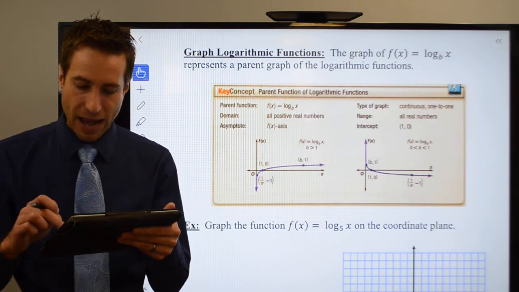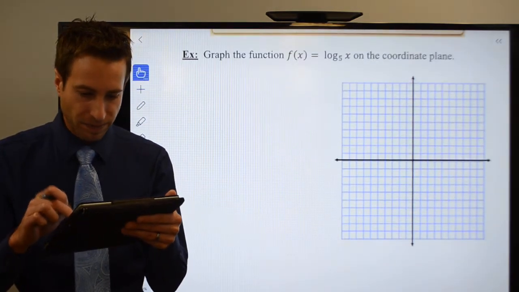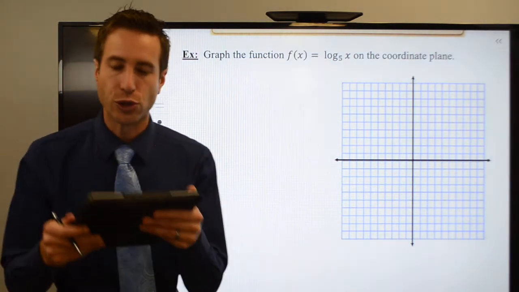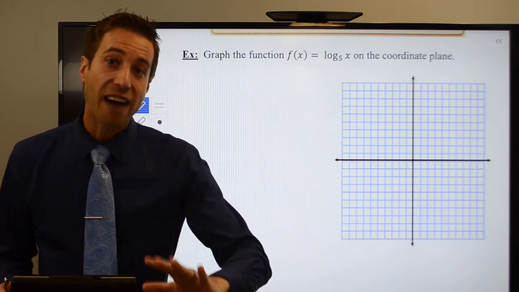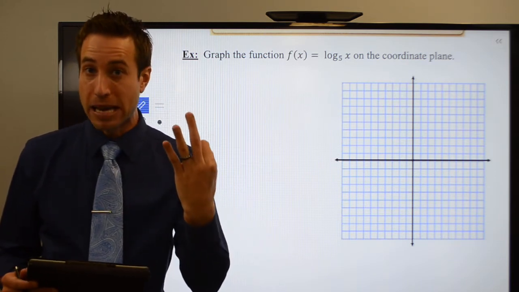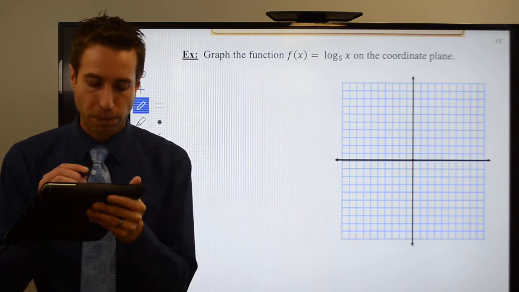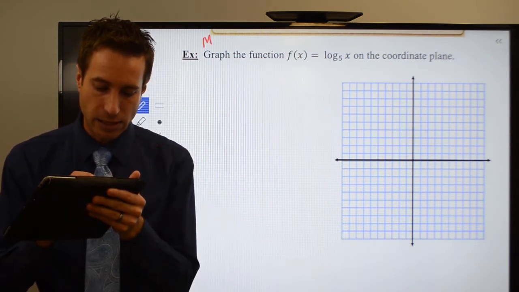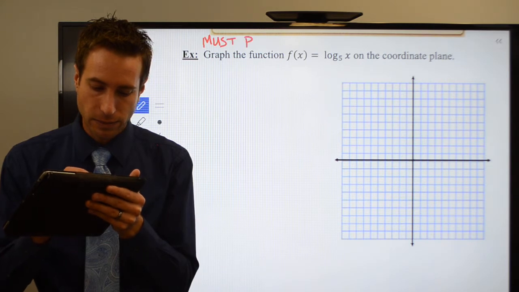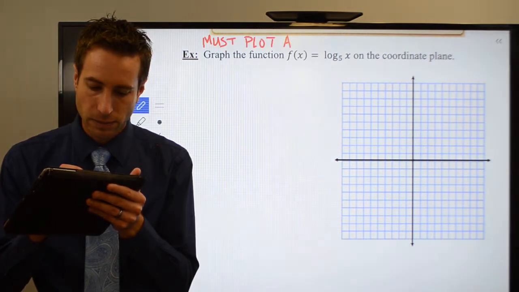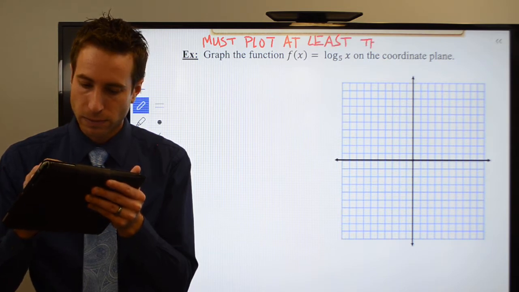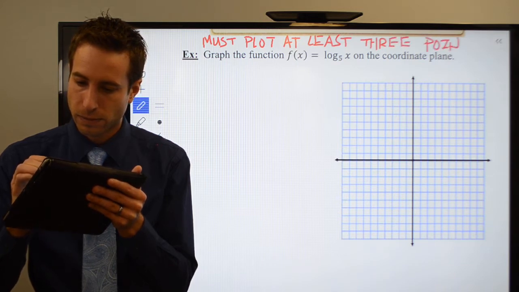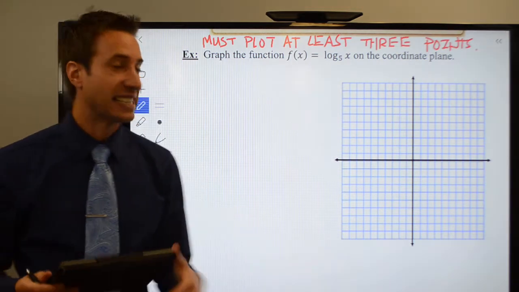Now, a couple other things about these as we jump into them. When it comes to logarithmic functions, you must have 3 points. You can have more than 3 points, but I need a minimum of 3 points for you to plot. Must plot at least 3 points. So let's go ahead and take a look at how these work.